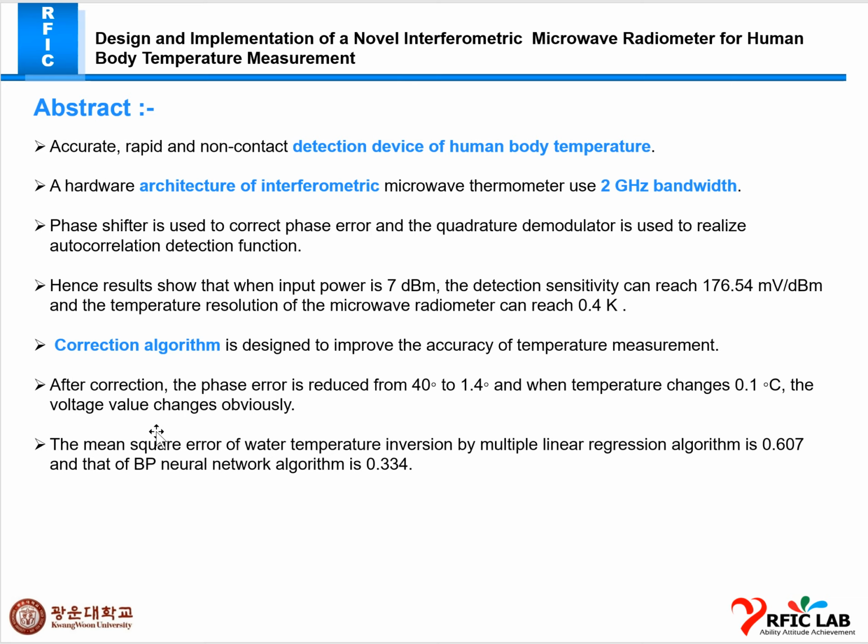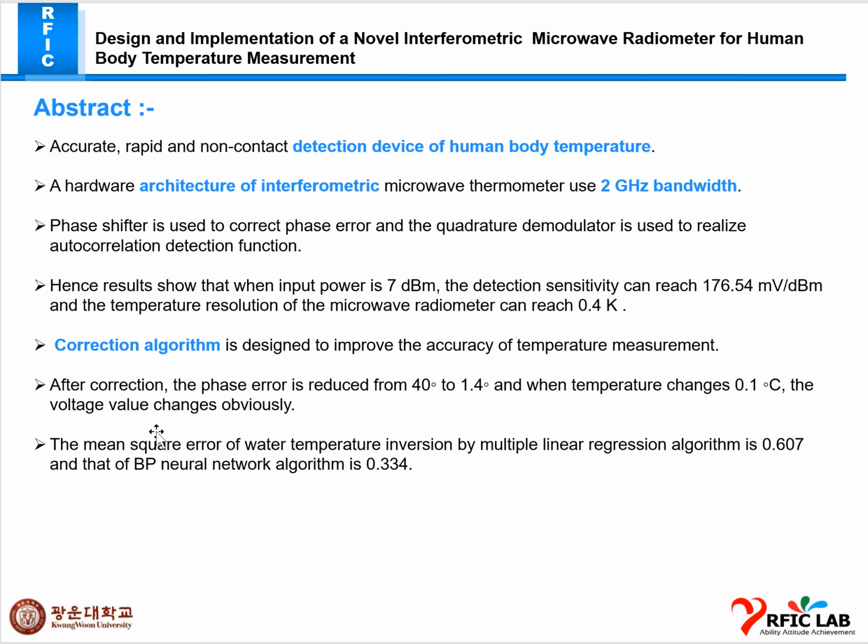First of all, it's a detection device for human body temperature. It has the advantage of being accurate, rapid, and non-contact. And the hardware architecture of the interferometric microwave thermometer uses the 2 gigahertz band, and it has a phase shifter, error coordinator demodulator, and auto correction detection functions also.